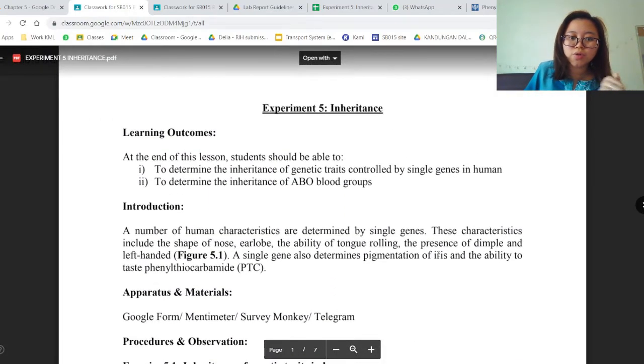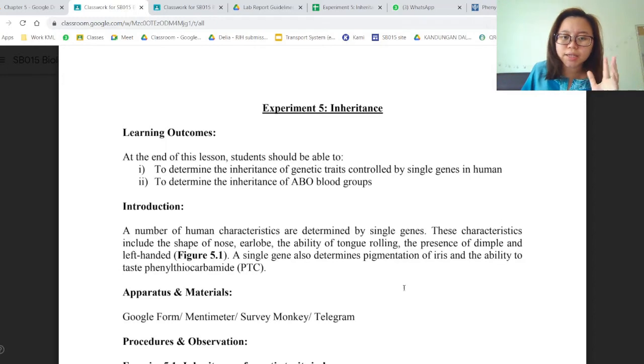So this is your manual for experiment 5 inheritance. I hope you have gone through the manual. Mari kita tengok sajalah in case ada yang kurang faham. Dua learning objective ataupun aim of the experiment ada di sini. At the end of this lesson, you should be able to determine the inheritance of genetic traits controlled by single genes in humans, and you should be able to determine the inheritance of ABO blood groups.